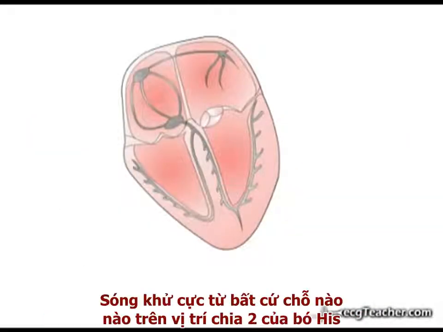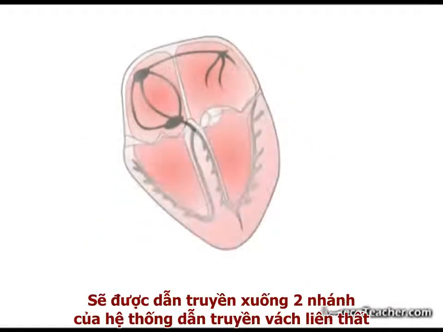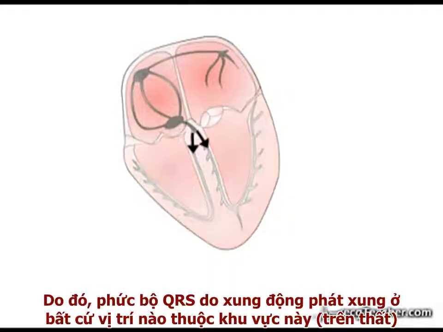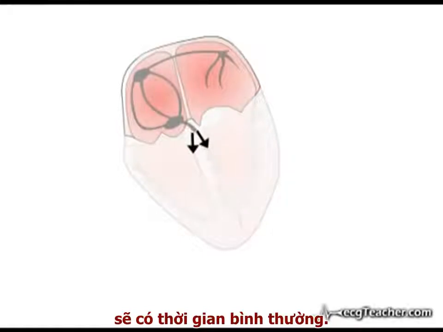In fact, the depolarization wave from a focus situated anywhere above the physiological bifurcation of the bundle of His will enter both branches of the intraventricular conducting system. Consequently, the QRS complex associated with discharge from a focus situated anywhere in this region will be of normal duration.